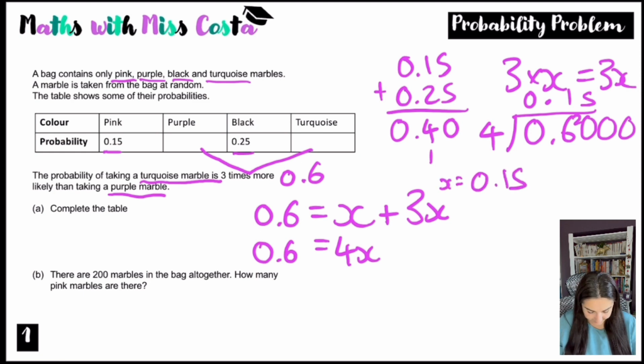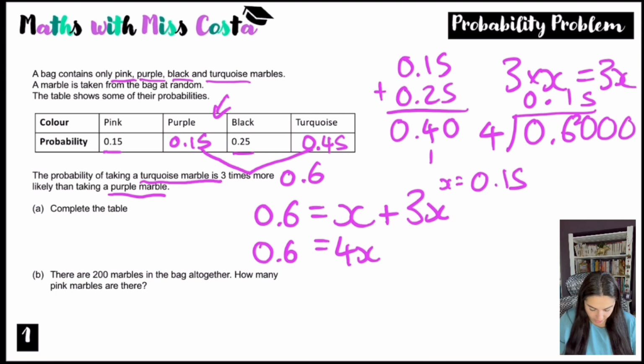Now, which one was X? So turquoise is 3 times, so purple would be X. So that would be 0.15. And then what's 0.15 times by 3? That would be 0.45. So that's how I've completed the table.